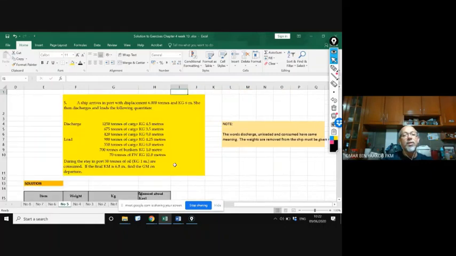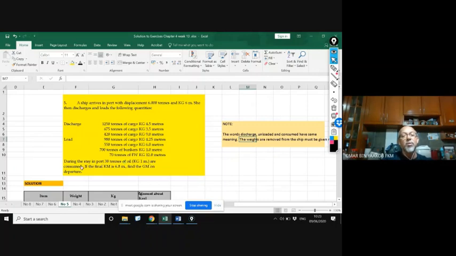Question number 5 is a long question like this. A ship arrived in port. It arrived with this displacement and kg, and then she discharged and loaded. Discharge means unload. The words discharged, unloaded, and consumed have the same meaning. That means the weights are removed from the ship and must be given negative signs. The loads are positive. And then during the stay in port, while it is loading and unloading, it also uses 30 tons of oil, kg 1 meter.